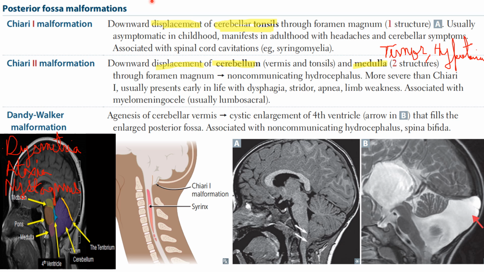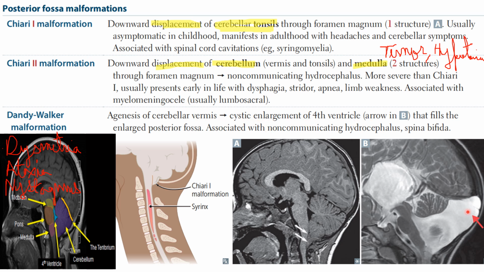Now we have another malformation, that is Dandy-Walker malformation. Here, what we're going to see is agenesis of the cerebellar vermis, which basically means that there's going to be an absence, or an undeveloped portion, of the cerebellar vermis. It is going to turn into a cystic enlargement of the fourth ventricle.